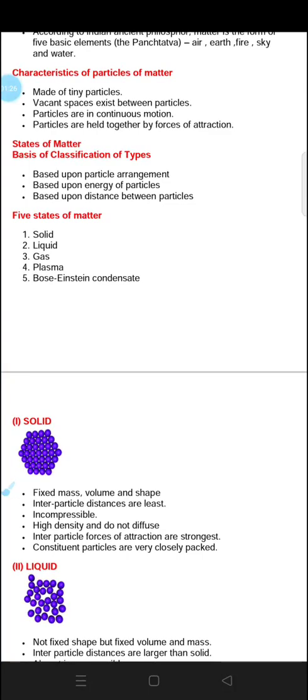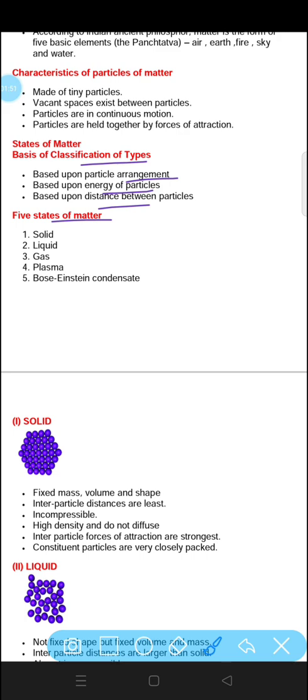Now, states of matter. What are the different states of matter? The basic classification of types: first one is based upon particle arrangement, how they are arranged, and on the basis of that matter is divided. Second is based on energy of particles, how much energy they have. Third is based upon distance between particles, how much distance is there between the particles of the matter. Now there are a total of 5 states of matter: solid, liquid, gas, plasma, and Bose Einstein condensate.